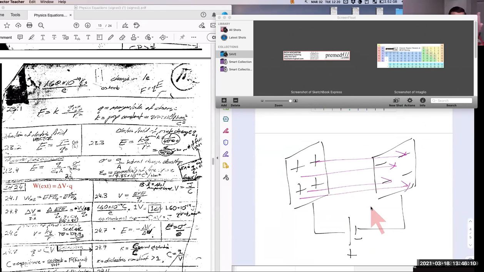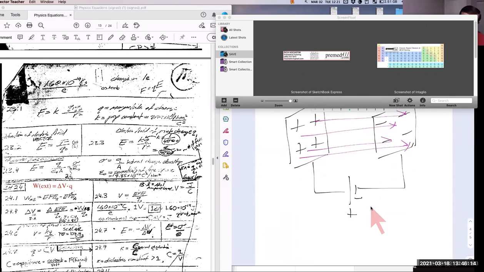And what's going to happen over here is there's something called, let's not use purple, let's use green. What am I going to use green for? Magnetic fields. I'm going to use purple for electric fields. I need another color, blue.